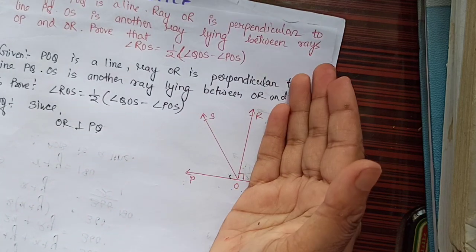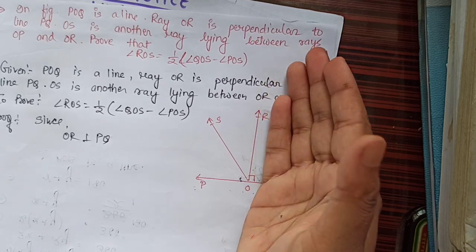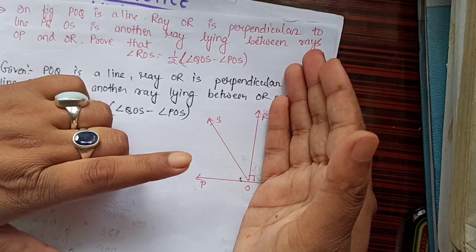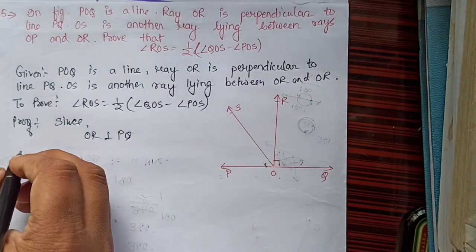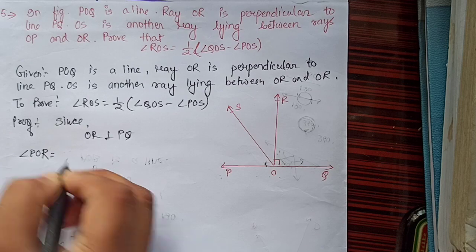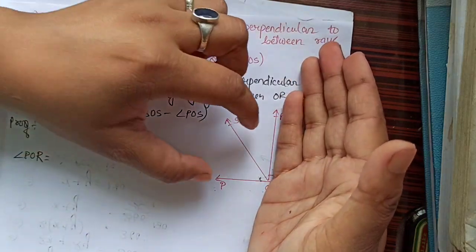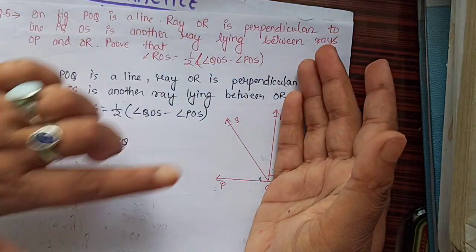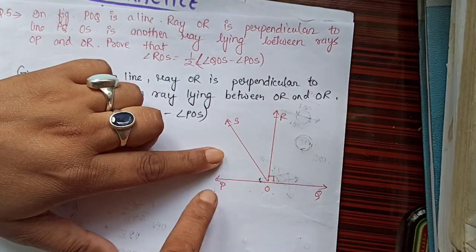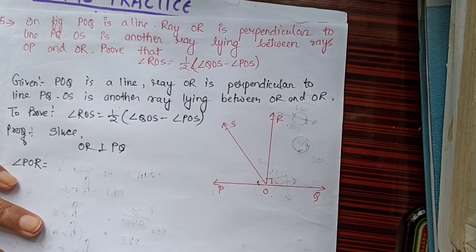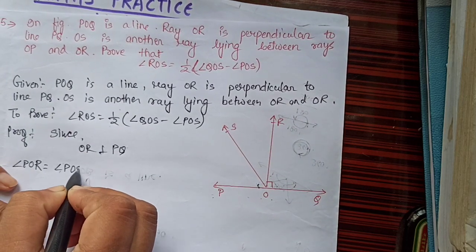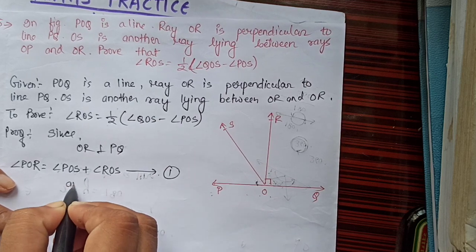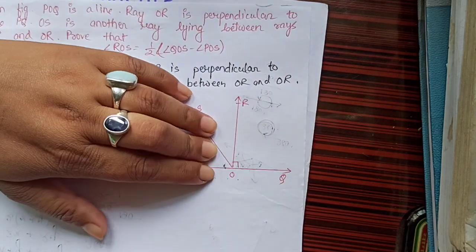So now if we see the left hand side, this L-shaped figure is our perpendicular line. What is the name of it? It is POR. So let us write here angle POR equals. Now again, under this angle we have two angles. So we can write that this angle POR is equal to this plus this. So this name will be POS plus ROS: angle POS plus angle ROS. Equation number 1.